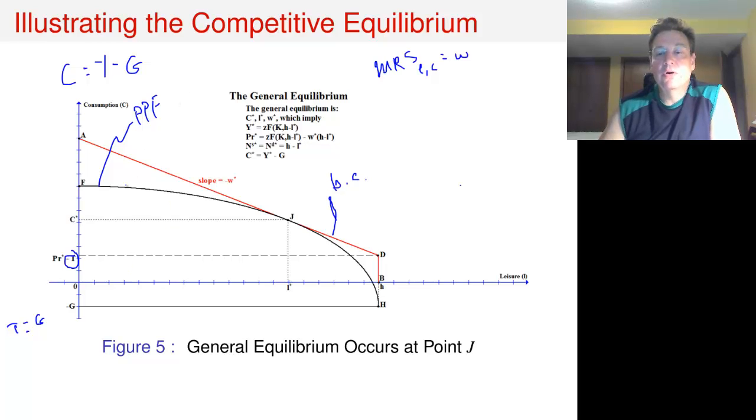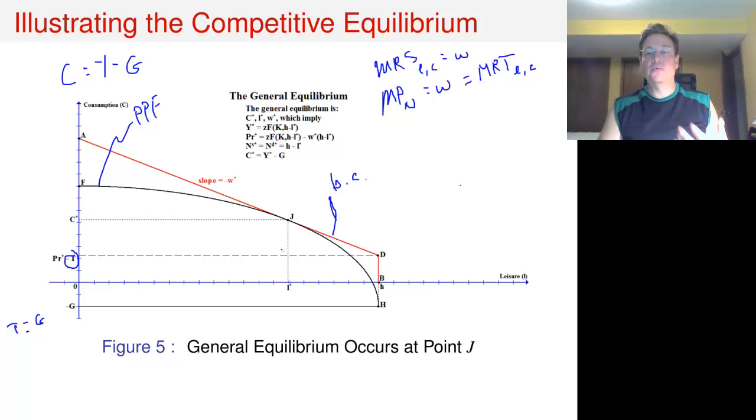So getting back to this PPF, what the PPF summarizes is, again, at point J, the firm is maximizing profits, and profit maximization says that the marginal product of labor has to equal W. But once we're on this PPF, the slope of the PPF is also the marginal rate of transformation between leisure and consumption. So that tells you technologically the rate at which you can convert leisure into consumption.